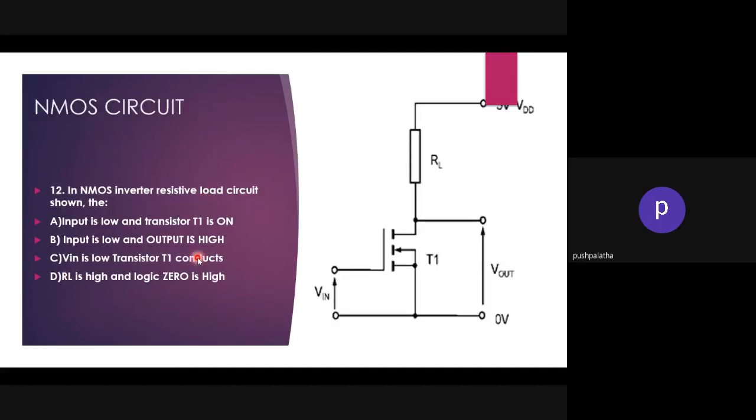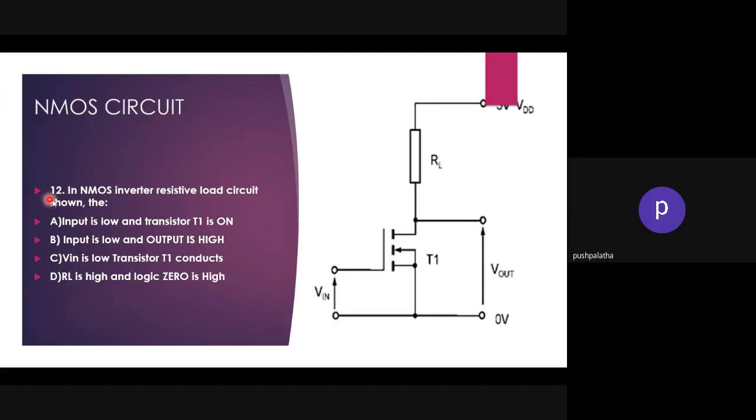And next I'll go to the next circuit, the NMOS circuit. In the NMOS inverter, resistive load circuit shown here. See, what is the output they are asking? Input is low and transistor T1 is on. Input is low and output is high. Vin is low, transistor T1 conducts. RL is high and logic 0 is high. Now you need to find the answer. This is also a question asked in ISRO 2020.